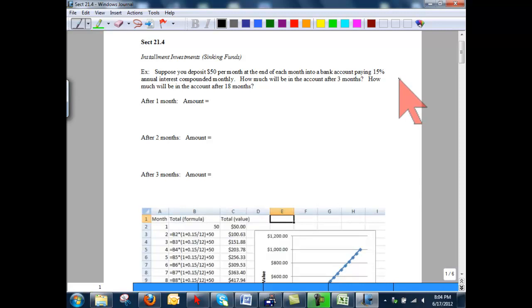It says, suppose you deposit $50 per month at the end of each month in a bank account paying 15% annual interest compounded monthly. How much will be in the account after 3 months, after 18 months, after any other amount of time?